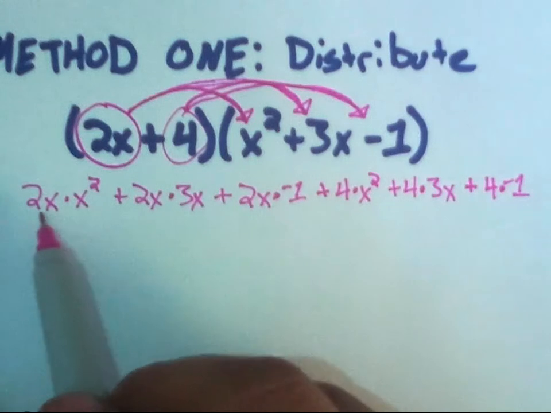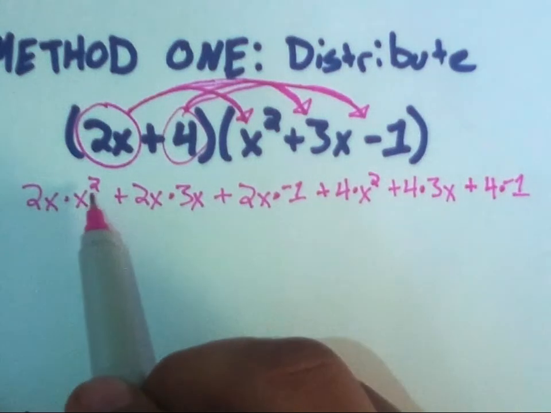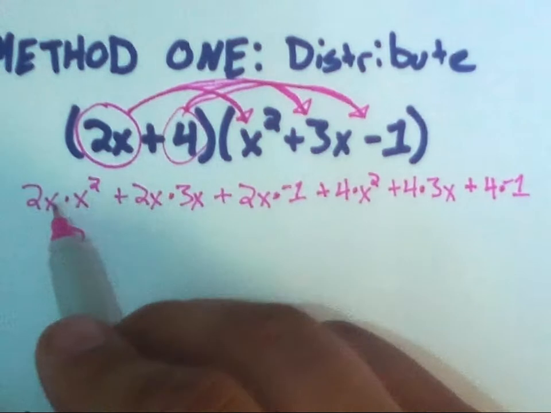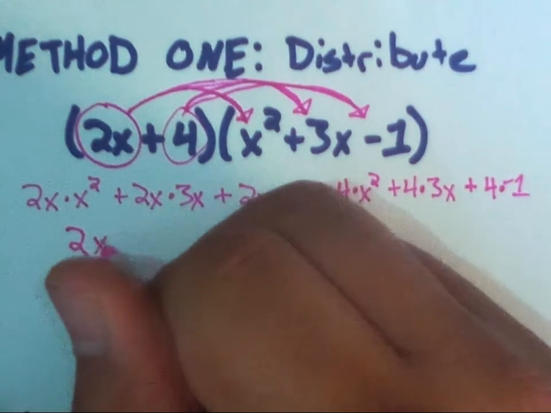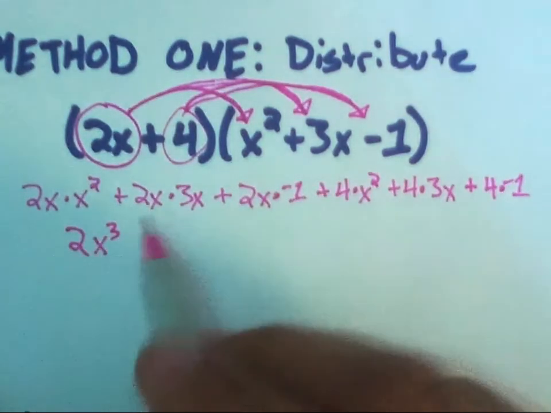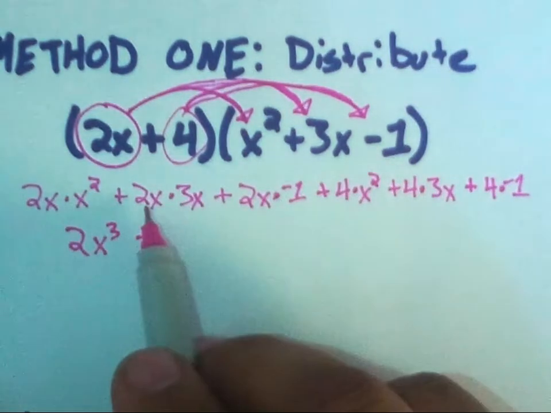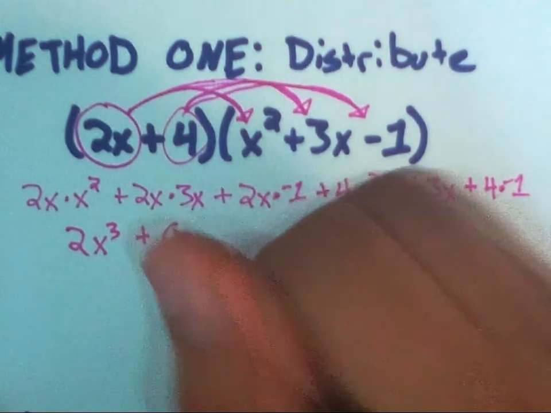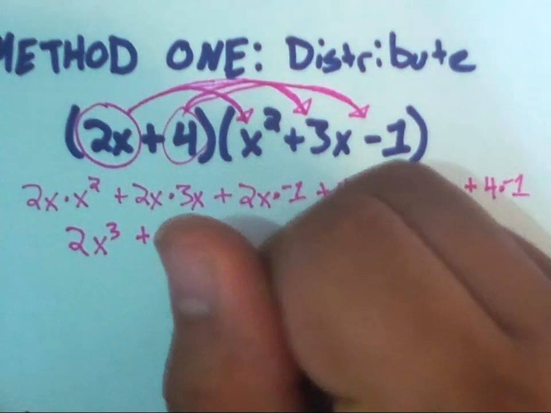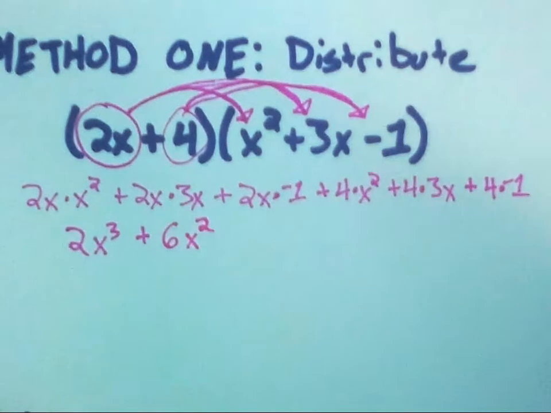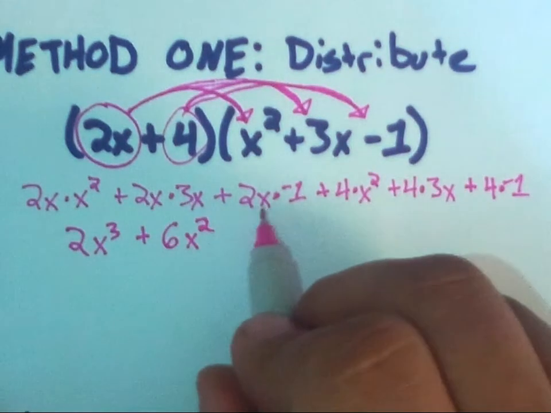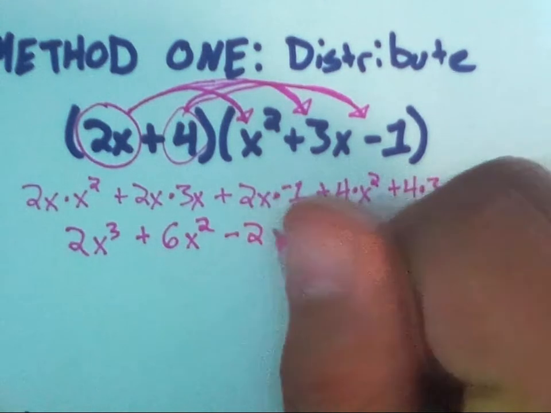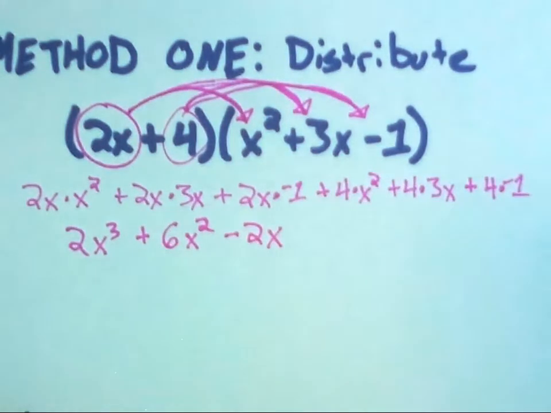So for instance, 2x times x squared. Well, the 2 will still be in front, so that'll become 2. And x times x squared is x cubed. So now we're going to add the next term. 2x times 3x. Well, 2 times 3 is 6. And x times x is x squared. Let's try the next one. 2x times negative 1. Well, 2 times negative 1, that's going to become negative 2. And the x just kind of trails along.